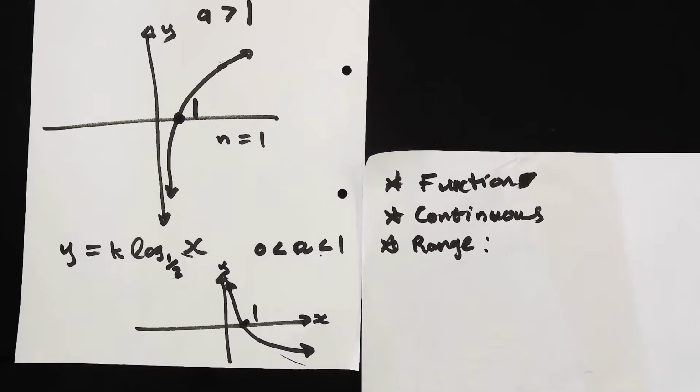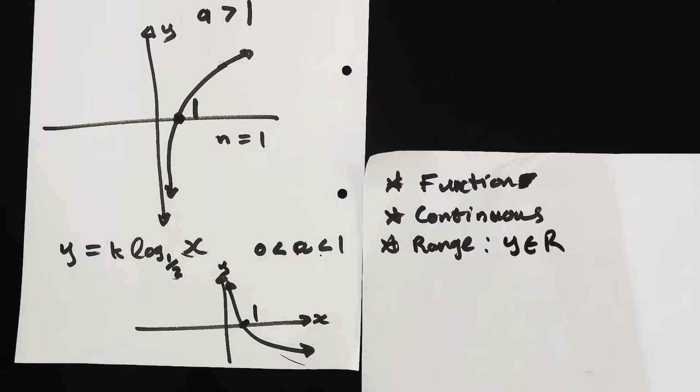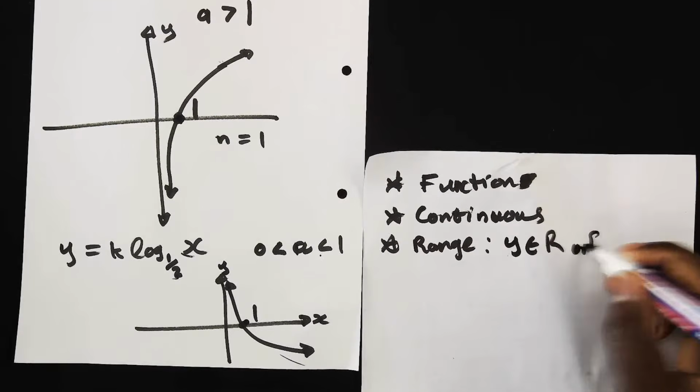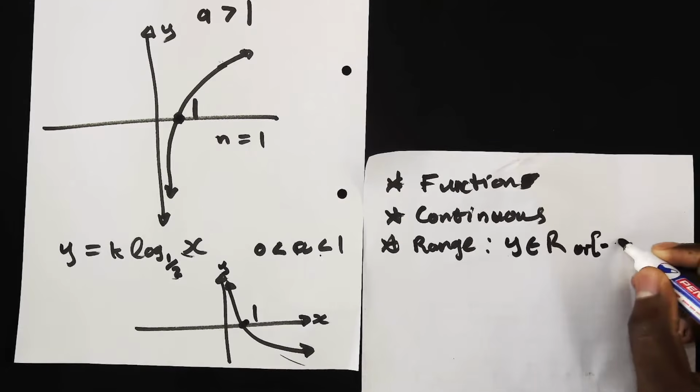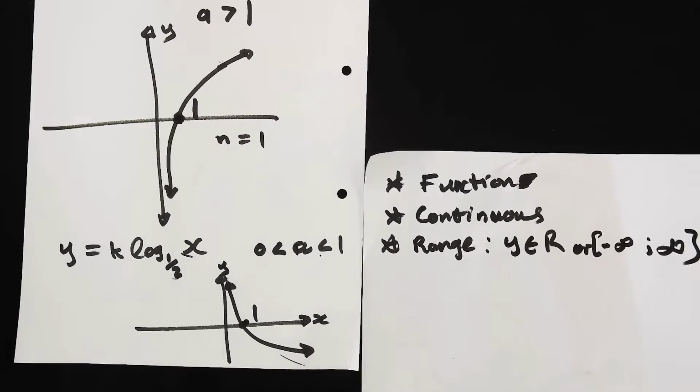So the range is from negative infinity to infinity. We can just specify it as the set of all real numbers, or in square brackets, negative infinity to positive infinity. Or alternatively, y from negative to positive infinity.